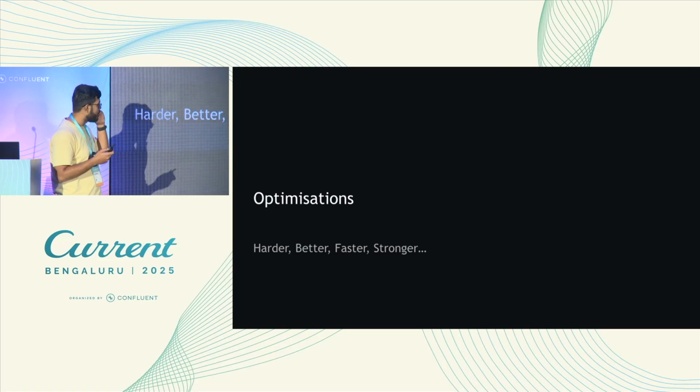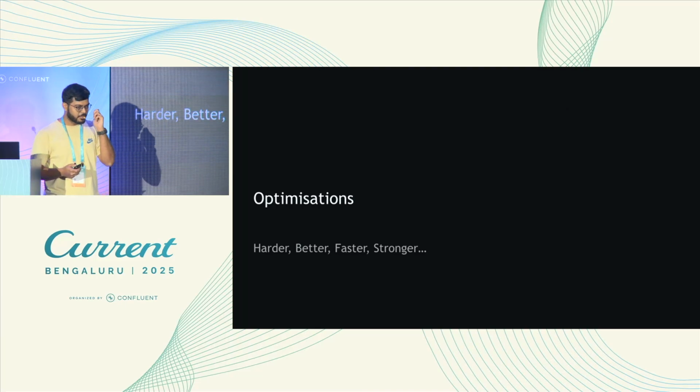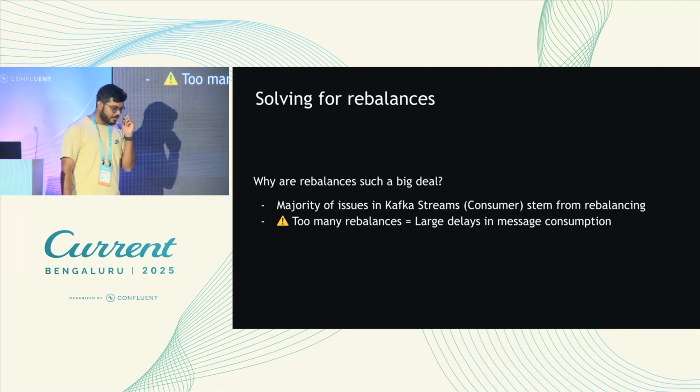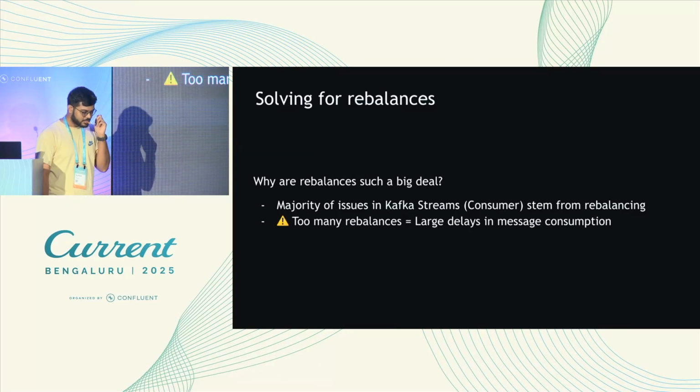The biggest thing that was affecting the state was rebalancing. Rebalancing is something that happens in every consumer group. When you have a stateful consumer group, it is further affected by these rebalances, because when a rebalance happens there are large delays in message consumption, and there is state movement that happens from each pod. That can lead to huge delays.